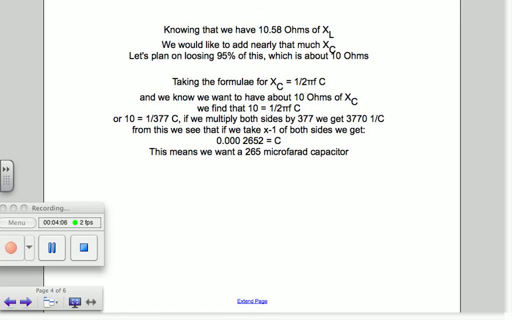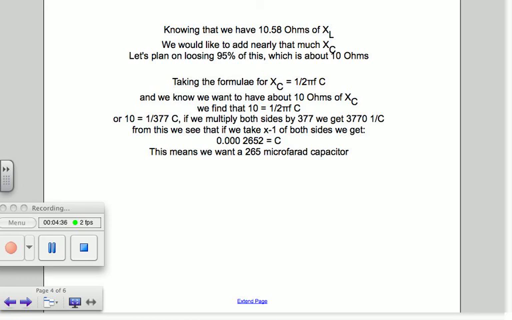So knowing that we have 10.58 ohms of X sub L, we'd like to get rid of some of that, right? We want to improve its efficiency. And we can do that by adding a capacitor, and we know that we don't want to overshoot, so we want to take about 95% of that 10.58. We multiply 10.58 times 0.95, and we find that we want about, what is it, 10 ohms?